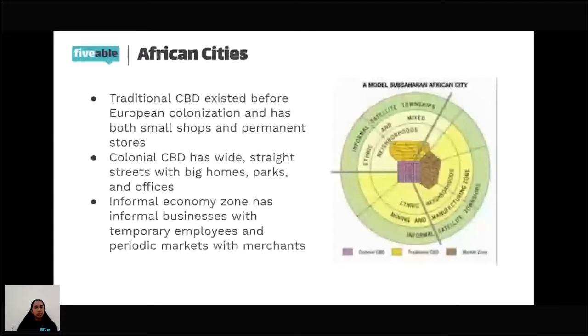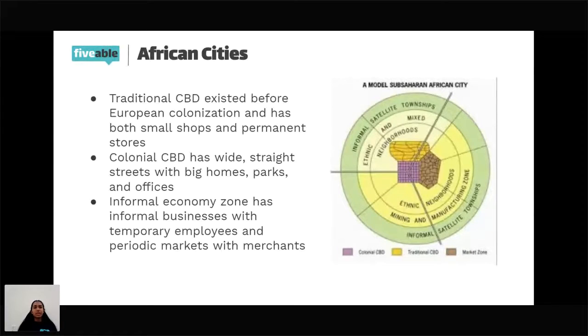And then there's this last informal economy zone part of the CBD, which has these informal businesses with temporary employees and periodic markets with merchants. So this is seasonal farmers markets and all of that stuff.